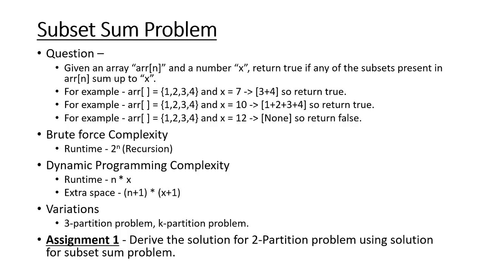The third example we can take is that we are given a sum of 12. Now can I make 12 out of any of the subsets of 1, 2, 3, 4? No, I cannot make it. So I need to return false in this case.